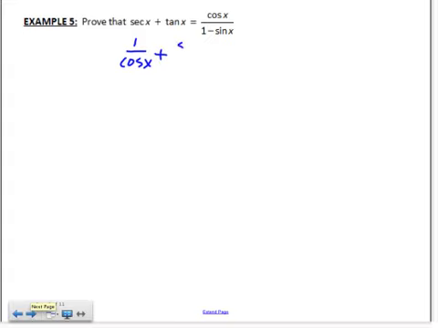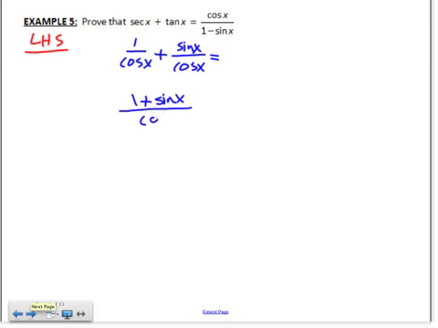Quotient identity for tangent, that's sine x over cosine x. By the way, it's good to tell us which side you're going to work. We're going to work the left-hand side. That way you stay focused. Now, what do we have here? We have a common denominator. 1 plus sine x over cosine x.